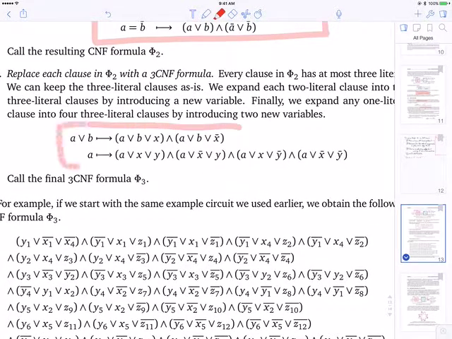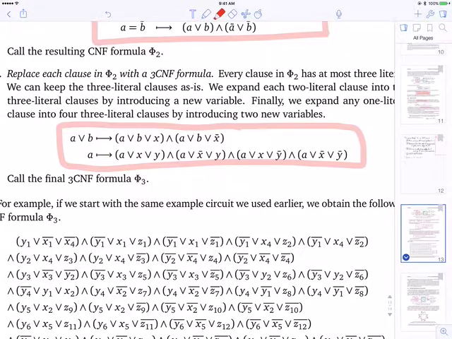And that further expansion involves introducing new variables into the formula. So if I see, for example, a clause that says A or B, I'm going to introduce a new variable X, and I'll replace A or B with A or B or X, and A or B or not X. And you'll notice that no matter what value you give X, that small formula can be true if and only if A or B can be true.